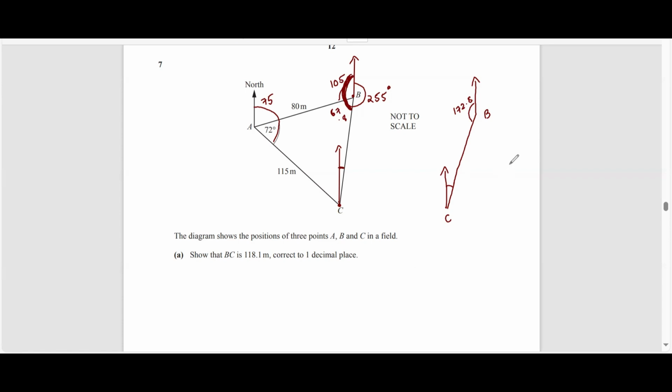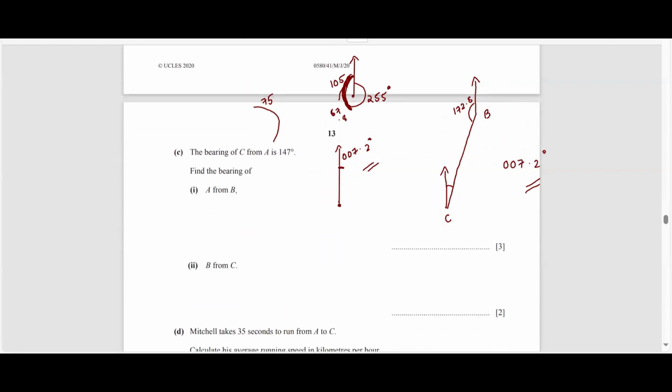7.2, but we need to write it as 3 digits. So 007.2 degrees will be your final answer of bearing of B from C. 007.2 degrees will be the final answer. Now we are done with A, B, C.